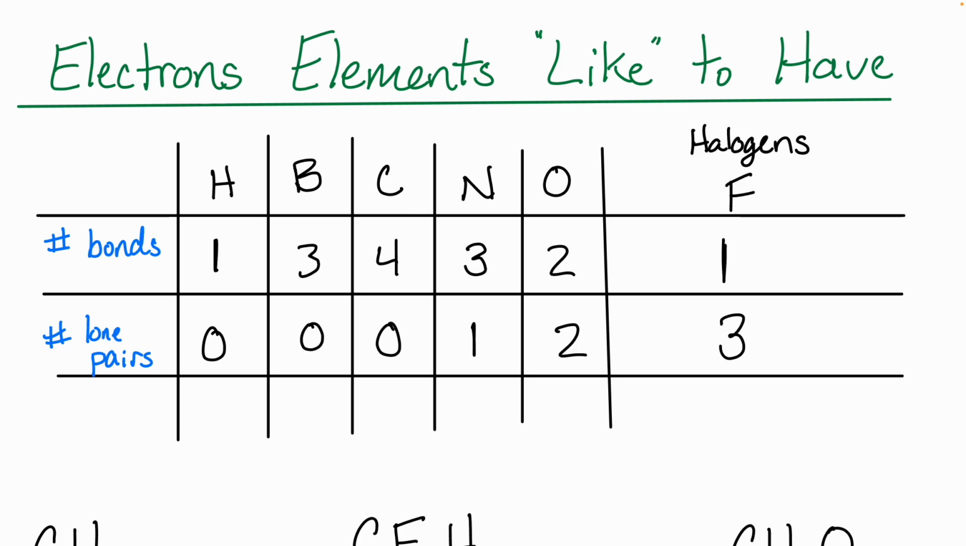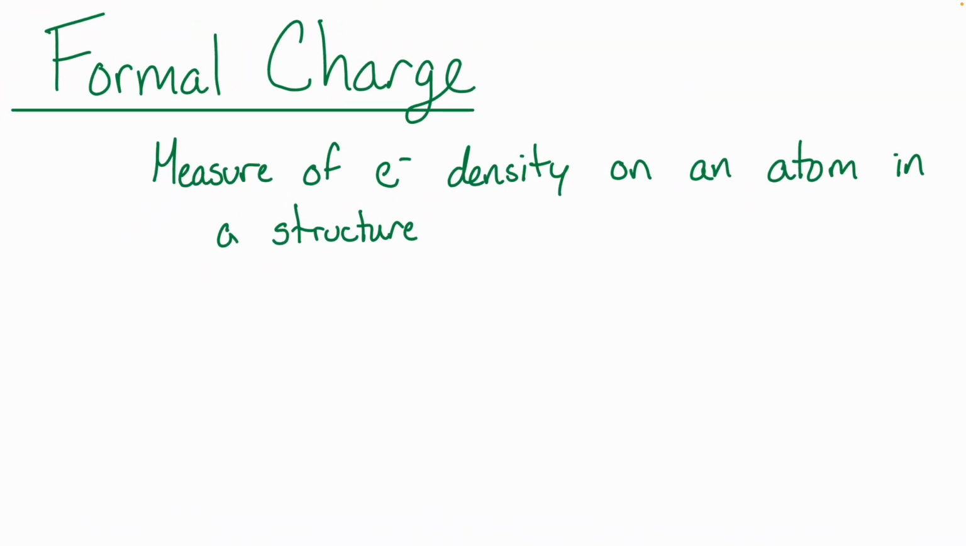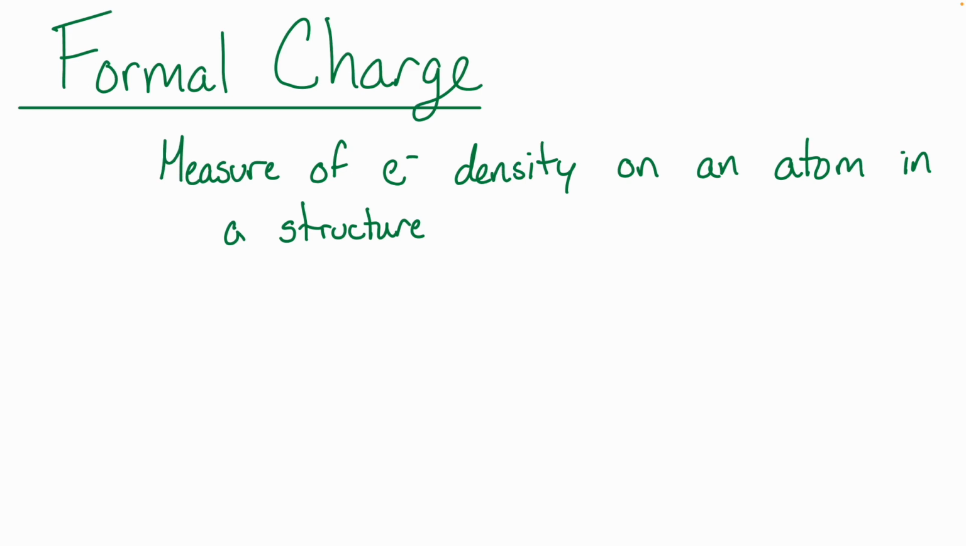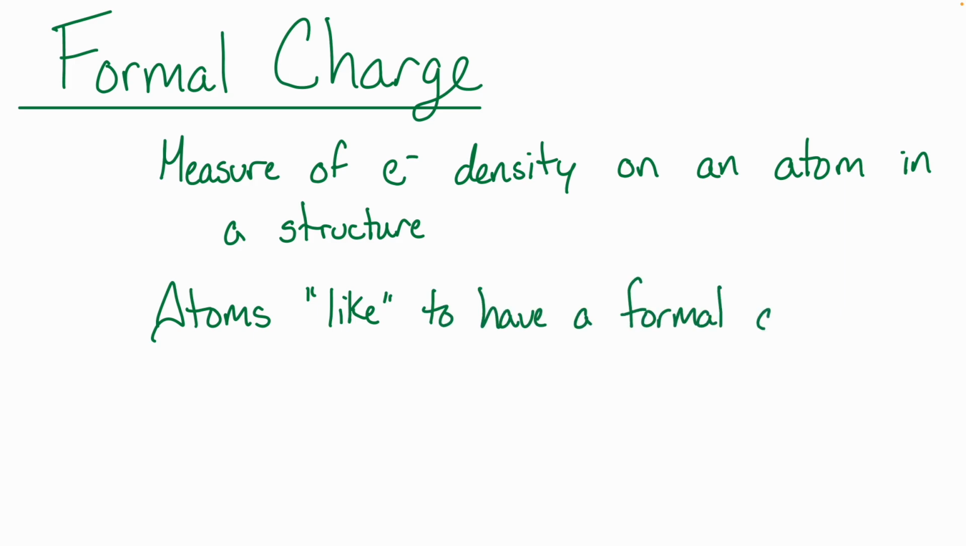Okay, so we said this is how many bonds and lone pairs an element likes to have. What we mean is how many bonds and lone pairs that element has to give it a formal charge of 0. Do all atoms like to have a formal charge of 0? Correct. They are always their most stable when they have a formal charge of 0 for all atoms. So we're going to say atoms like to have a formal charge of 0. That is when they're the most stable.